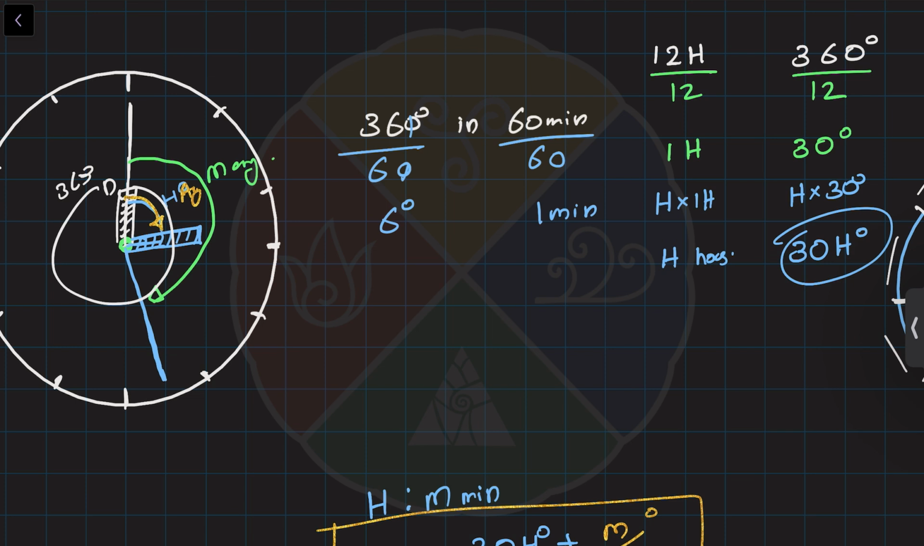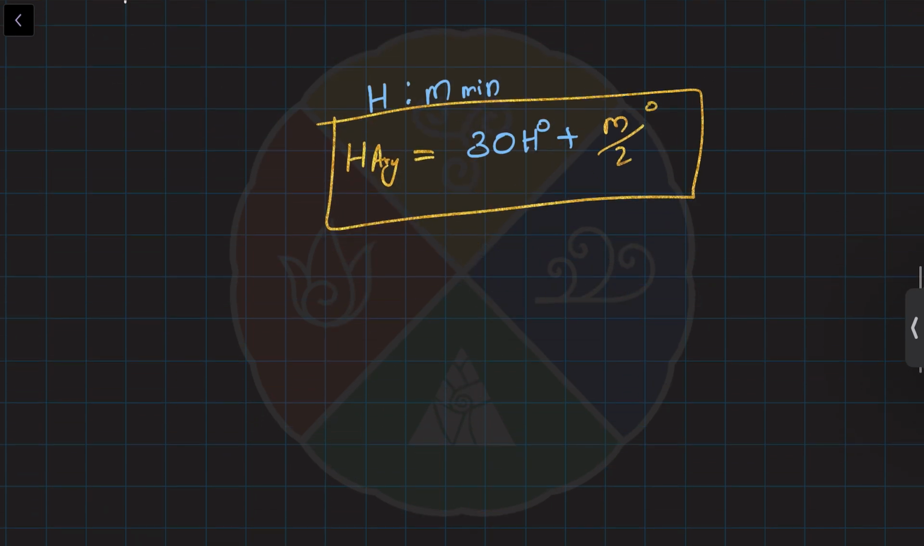I want to find how much it is going to travel in m minutes. Simply multiply by m. You will find in m minutes, our minute hand is going to travel 6m degrees. So this angle is 6m degrees. So we find the minute angle is going to be 6m degrees.